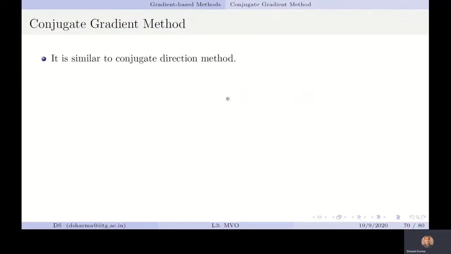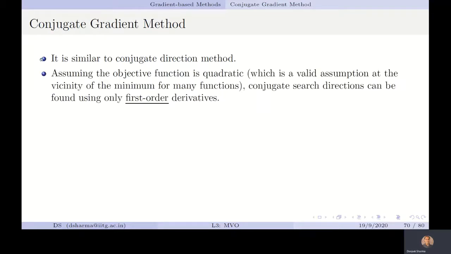We come to the last method in the gradient based methods, that is the conjugate gradient method. This method is similar to the conjugate direction method because the direction in which we will be moving is conjugate to the previous direction. So a similar property will be held by the conjugate gradient method.